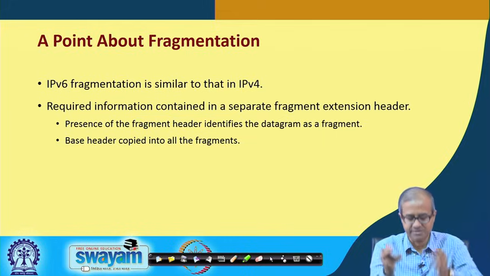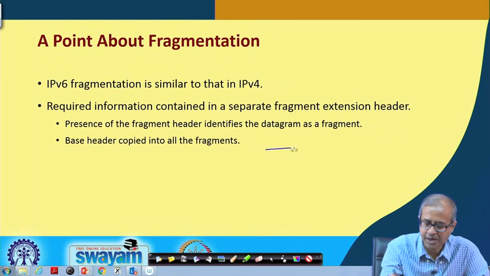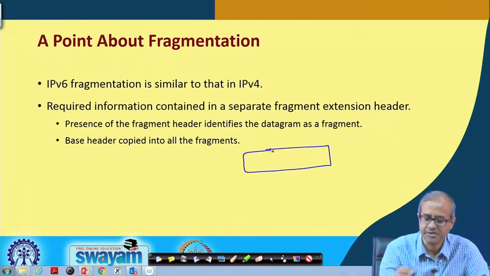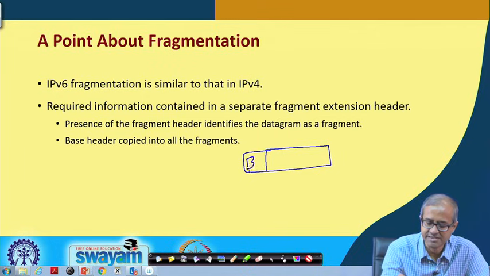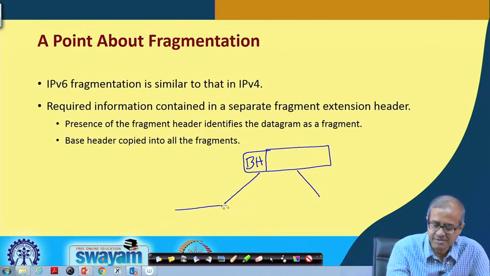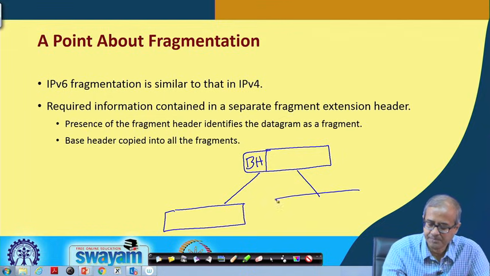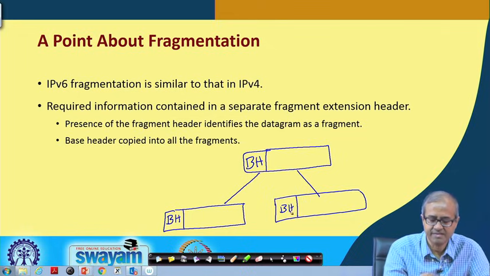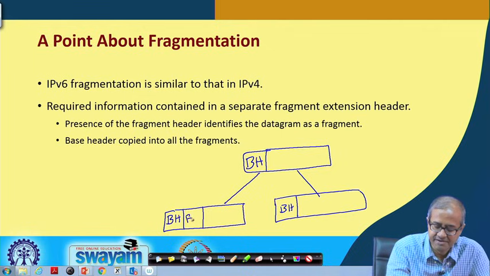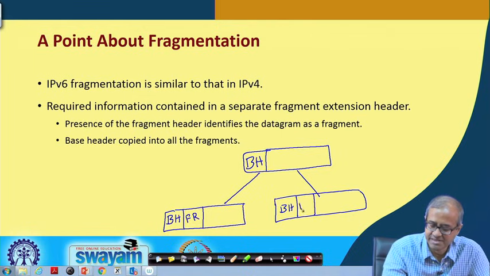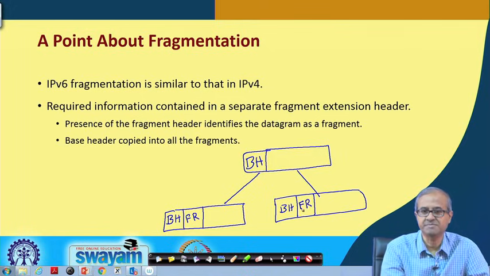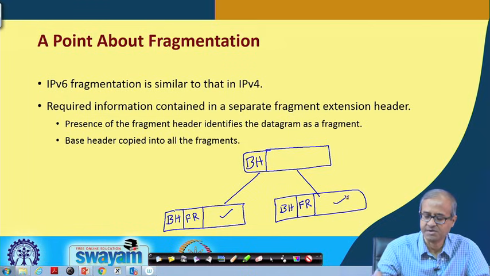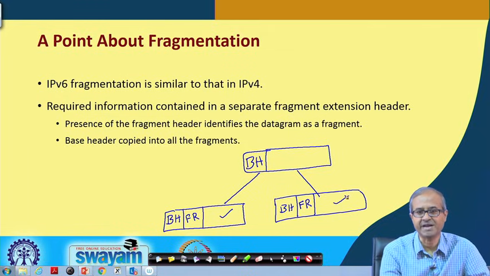The idea is that when an IP version 6 packet, let us say a packet which had a base header, BH, gets fragmented into two pieces, the scenario will be something like this. This base header will be copied to both the fragments. And there will be a fragment header containing relevant information. These are extension headers. This will be added to the two fragments, and the data, one part will come here, the next part will come here. This is how fragmented packets will look.